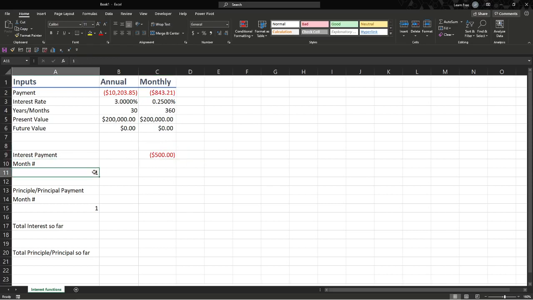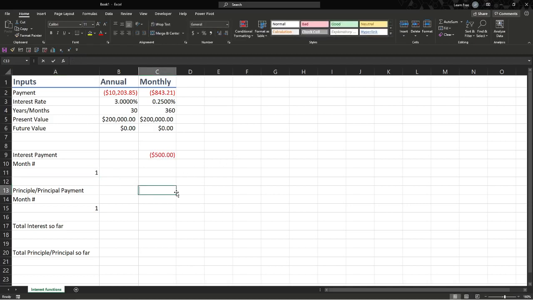Now if you wanted to look at month 2, that's why we did a cell. We just clicked here. Second month, third month, 250th, 359, and there you go. You see, it's pretty flexible. You can see what you want to do.